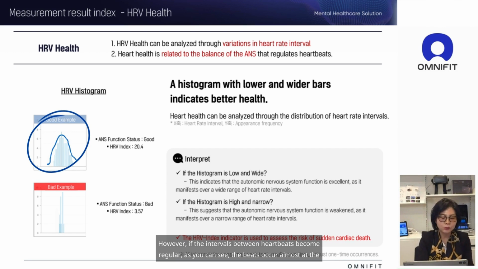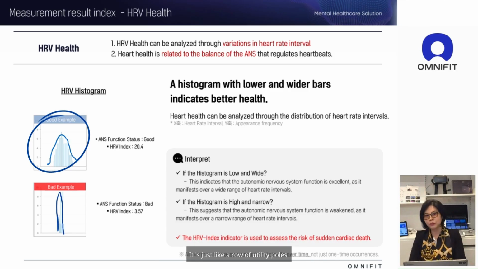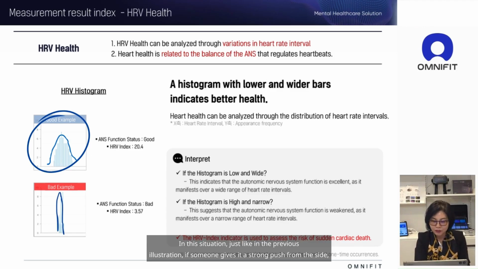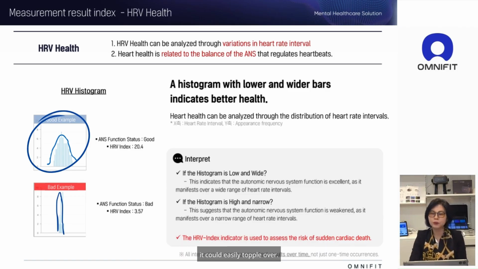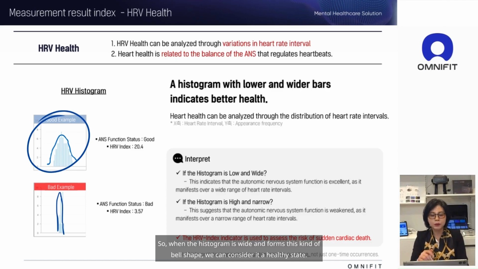However, if the intervals between heartbeats become regular, as you can see, the beats occur almost at the same position without any time difference. It's just like a row of utility poles. In this situation, just like in the previous illustration, if someone gives it a strong push from the side, it could easily topple over. But in the case of the graph above, it would stay strong and not collapse even with a fair amount of stimulation. So when the histogram is wide and forms this kind of bell shape, we can consider it a healthy state.